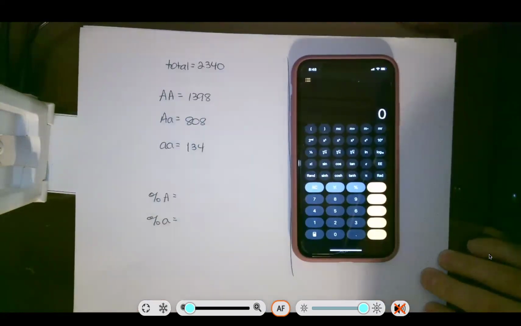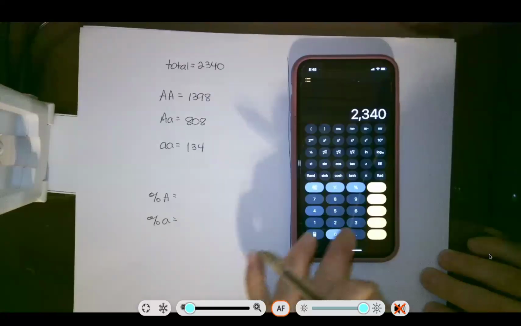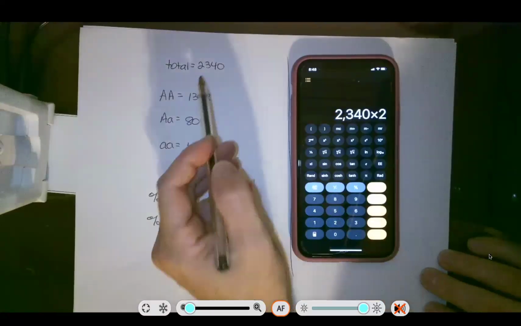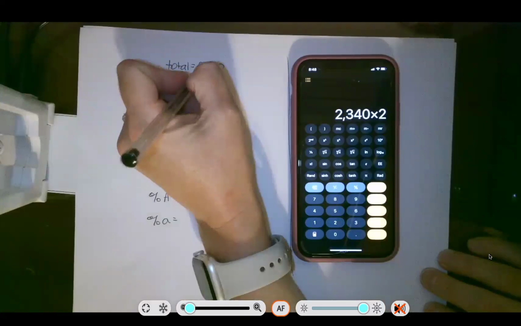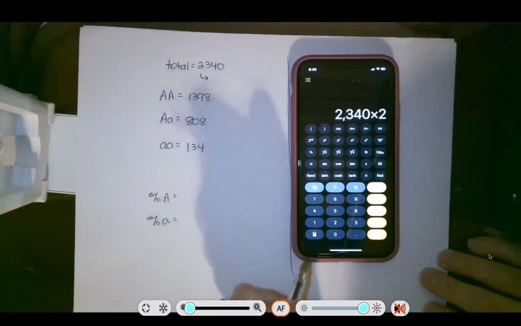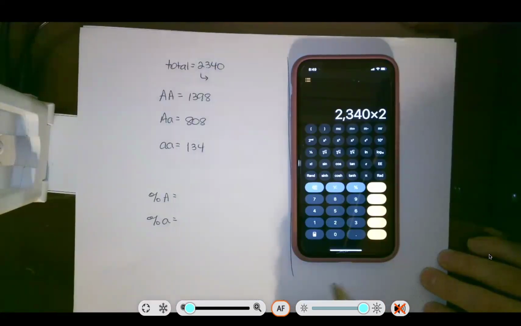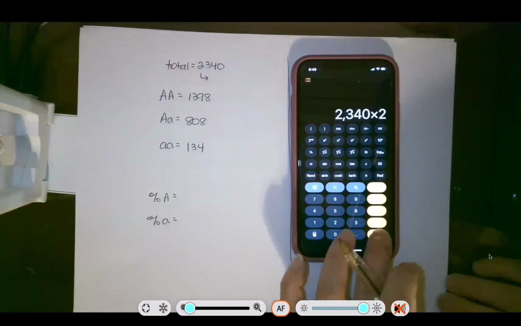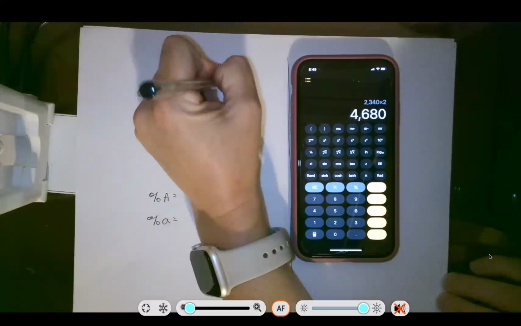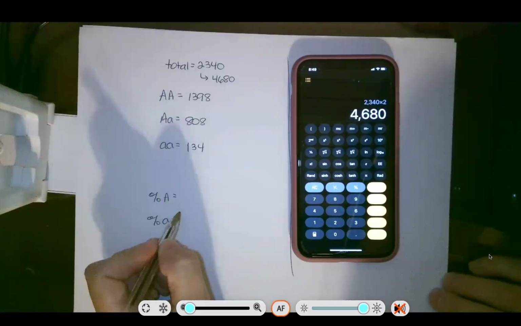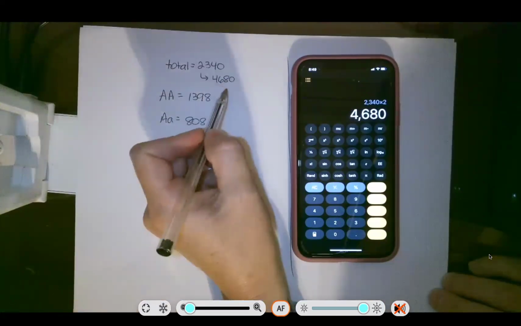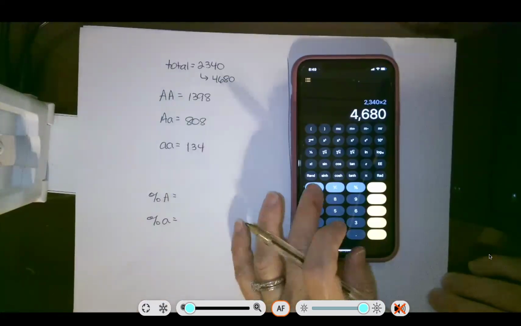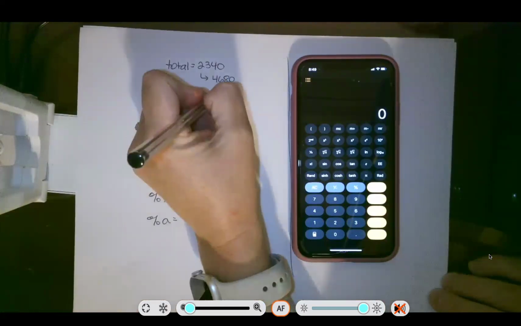So the first thing I like to do is go ahead and double our original population, because these 2,340 bunny rabbits, squirrels, whatever, they each have two alleles, one from mom, one from dad. So I want to multiply that number by 2, and that's going to give me my number down here. When I do part over whole, that's going to be my whole number. It's going to be on the bottom.